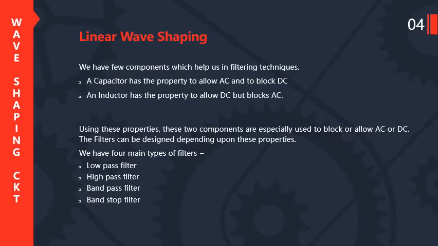Using these properties, these two components are specially used to block or allow AC or DC. The filters can be designed depending upon these properties. We have four main types of filter. Number one, low pass filter. Number two, high pass filter. Number three, band pass filter. And number four, band stop filter.